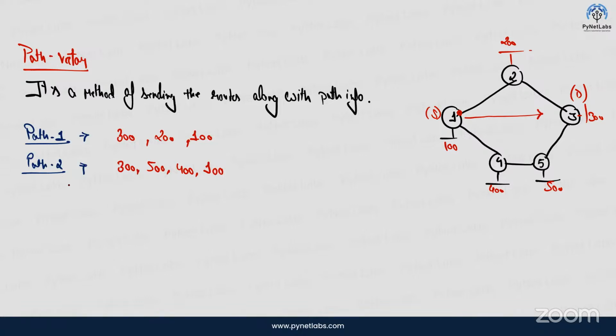And in this scenario, you can see you are having two different paths. We are having one path as 300, 200, and 100. So in between, there are three AS only. Whereas in this scenario, you are having four AS. So BGP is always going to prefer this path as the best path because it is crossing fewer AS. So this is one thing.